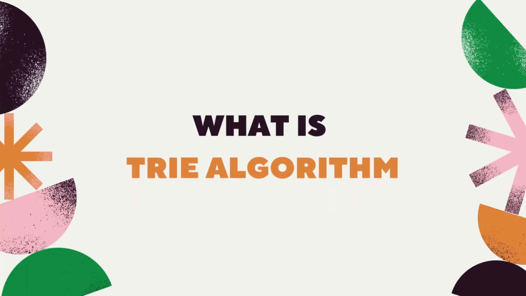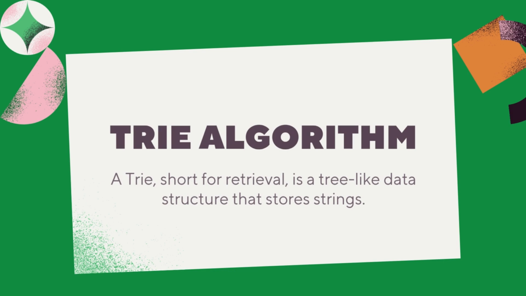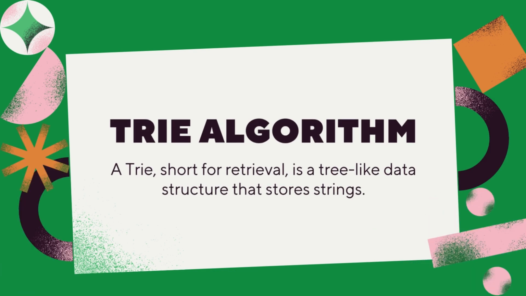What is a trie algorithm? A trie, short for retrieval, is a tree-like data structure that stores strings. Each node in a trie represents a single character, and words are stored by branching through these characters from the root down to the leaves.